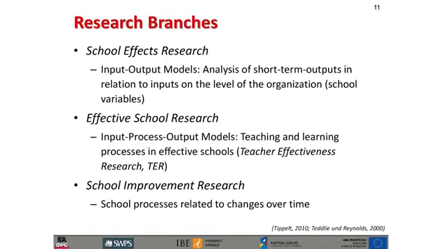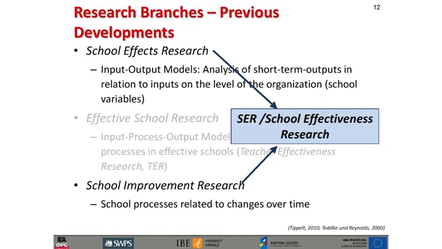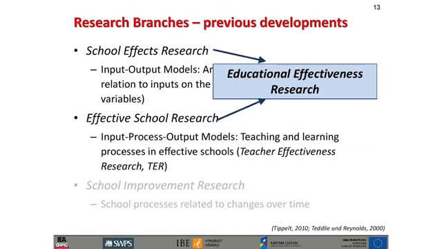The effective school research was the one research branch that started to include process variables into the models, starting with more qualitative studies and proceeding with quantitative studies as well later on. The school improvement research analyzed school processes related to changes over time, and then there was some moving around with these branches. So at a later time point, school effects research and school improvement research were merged together into school effectiveness research. And school effects research and effective school research were merged together into educational effectiveness research.